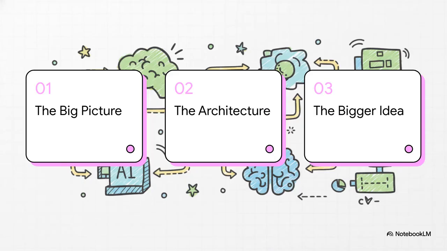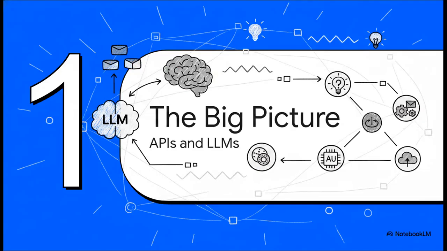We're going to explore this in three really clear layers. First, layer 1, the big picture, getting a bird's eye view of how the internet connects these tools. Then, layer 2, the architecture, where we zoom into the nuts and bolts of a smart app. And finally, layer 3, the bigger idea, zooming way out to look at the future of automated, team-based AI. Let's get started. Let's start simple with our first layer, the big picture.